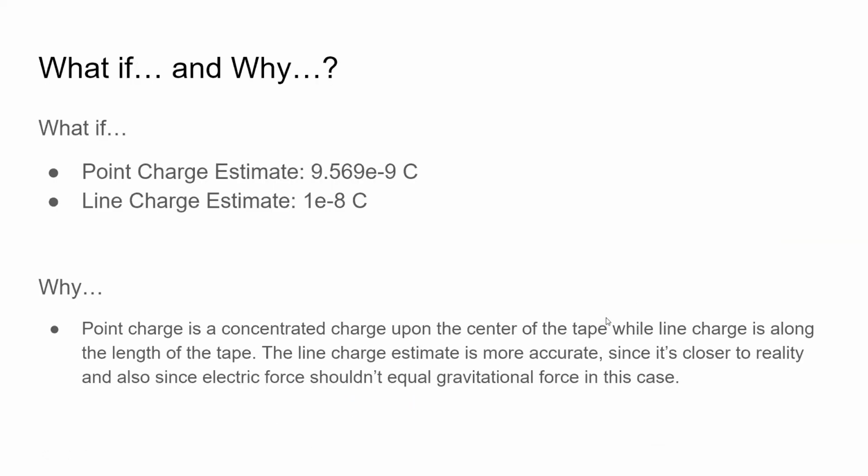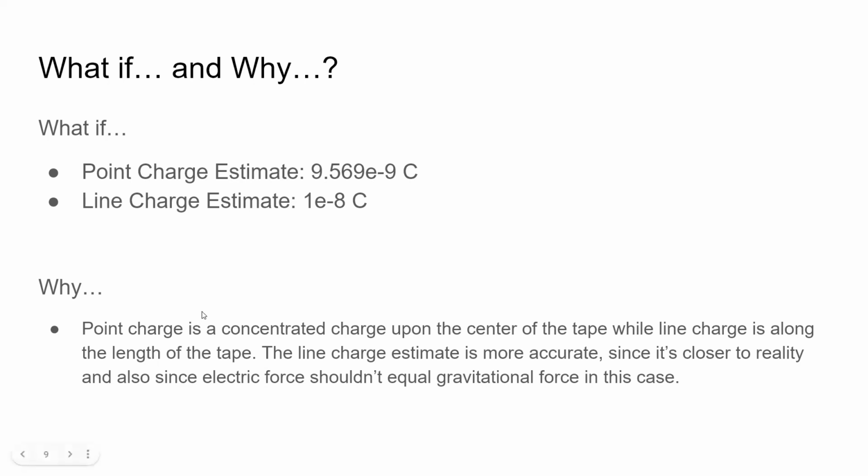Going into why that happened: the point charge was 9.5 times 10 to the negative 9 coulombs, but for the line charge it was 1 times 10 to the negative 8 coulombs, which is why the data and the model ended up being different.